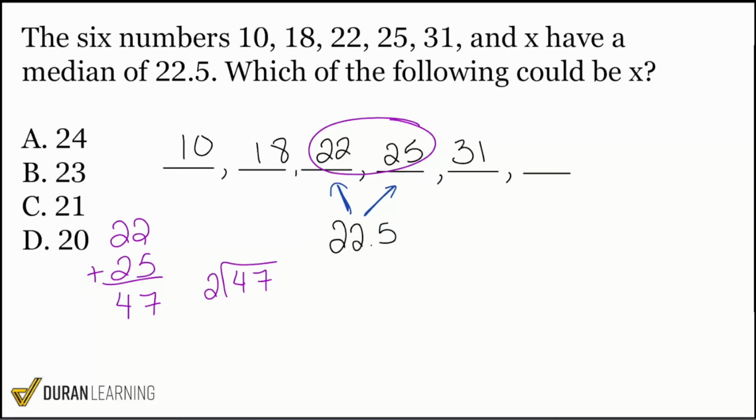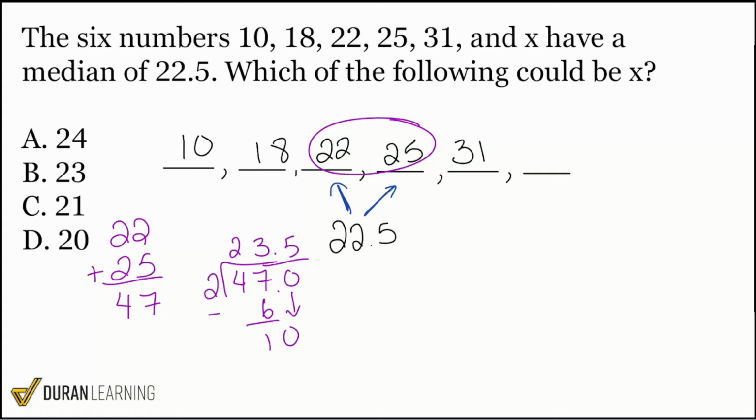2 into 47, 2 goes into 4 twice. And then 2 into 7, that'll be 3. So we'll subtract the 6, get 1 left over, drop to 0. That's 5 because 2 goes into 10 5 times. Everybody, that's 23.5, not 22.5. So everybody, can we agree that the way that this is set up does not work? Can we agree with that? 25 cannot be the 4th number on this list. Can we agree on that?